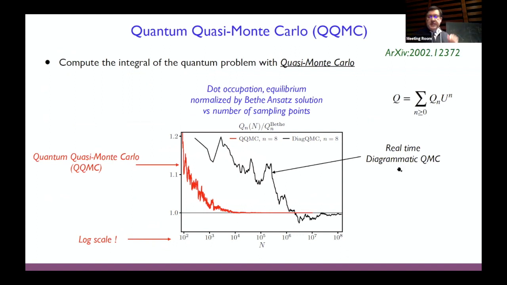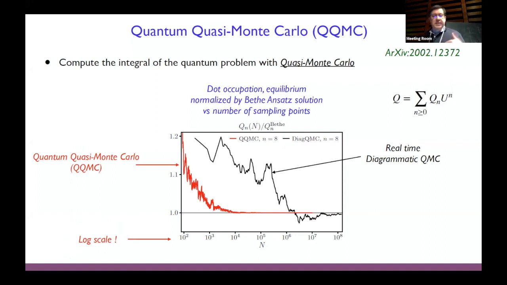The previous real-time diagrammatic Monte Carlo, that's the black curve as a function of n. So we will go to 1 because it's correct. We'll use the correct answer. And the red one is the quantum Quasi-Monte Carlo calculation of the integrals here. That will converge faster. Note here that this is a log scale. So you will, in fact, converge faster.